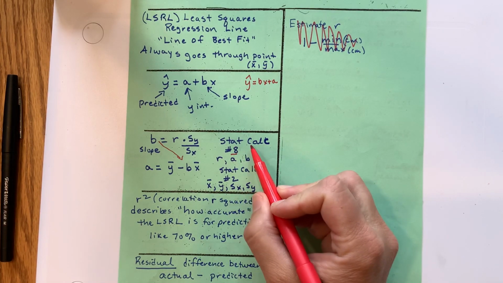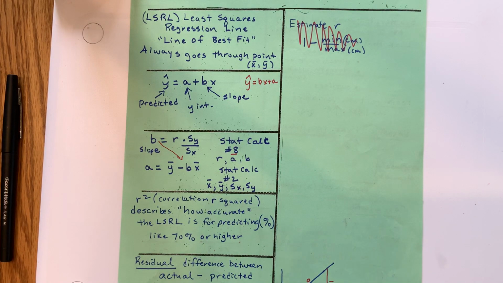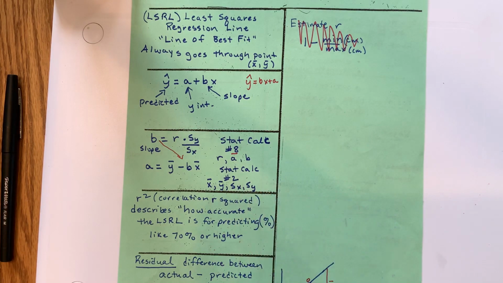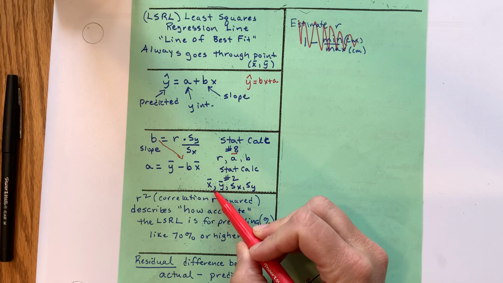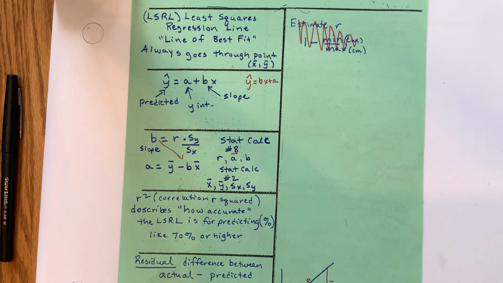It's under STAT CALC where you found your R, but it's going to show up as A and B in there. STAT CALC number 8. STAT CALC number 2 gets you the Y bar, X bar, Sx, and Sy, but you don't need to worry about that because I'll be giving you those as you go through.